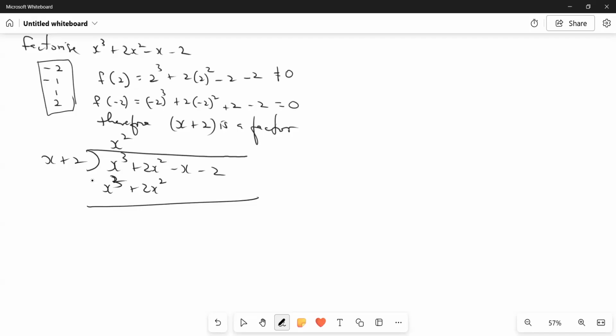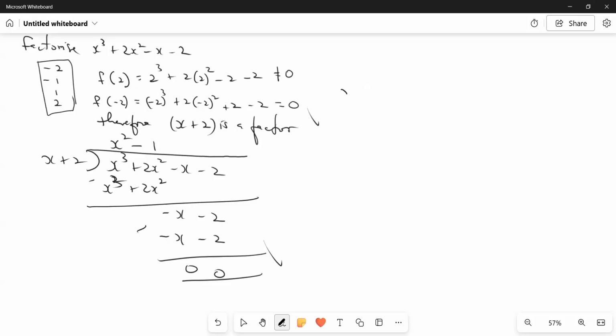So when you subtract here, all of this goes, and you're left with minus x minus 2. Then x into minus x will give you minus 1. x times minus 1, you get minus x. 2 times minus 2, you get minus 2. So when you subtract, you get 0. So indeed, x plus 2 is a factor. So both the factor theorem and the long division confirm it.